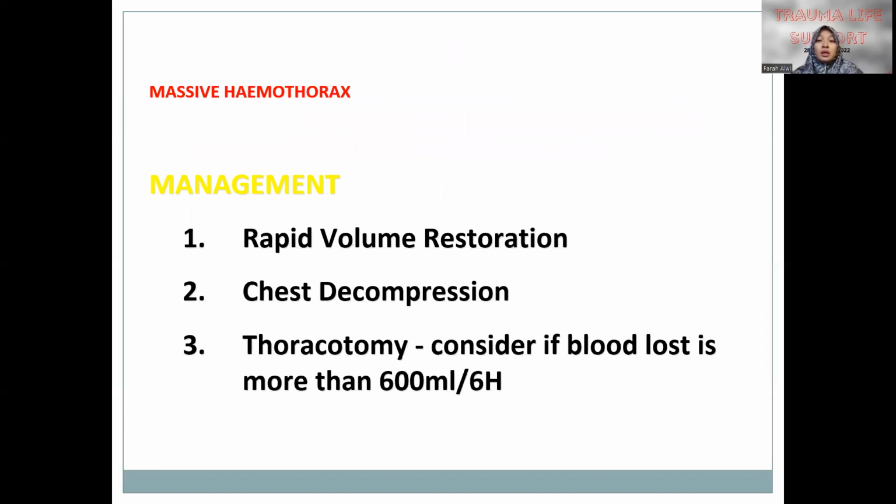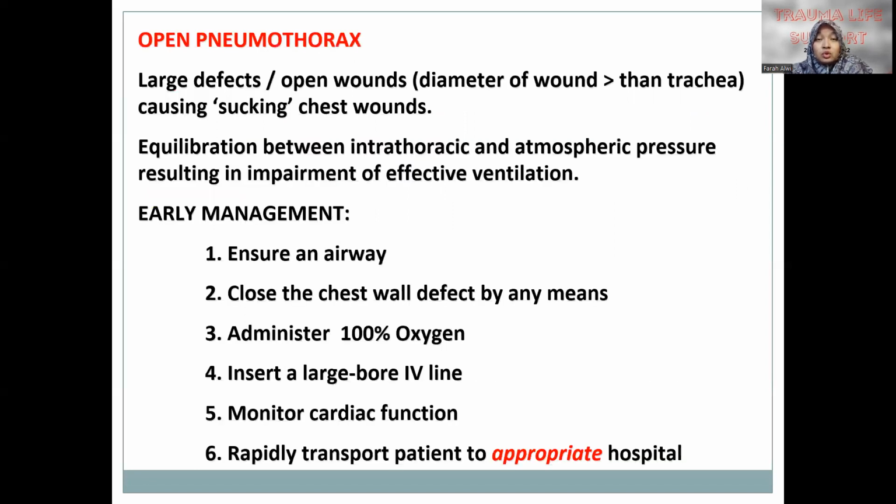Okay. So management: rapid volume restoration. You give your 1 liter saline, you give your blood. You give your tranexamic acid, chest decompression, and then thoracotomy. The definitive management is your thoracotomy to stop the bleeding blood vessels. Next is open pneumothorax.